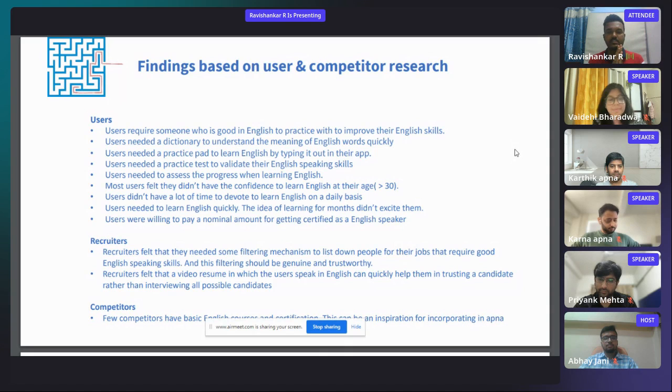From recruiters, a lot of people are applying for jobs which require English, but they needed an authentic filtering mechanism, which they felt is currently lacking in the Apna app. They felt a video resume, where the users themselves speak in English, can quickly help them trust a candidate rather than interviewing all possible candidates. And competitors were providing a few English courses and certifications.